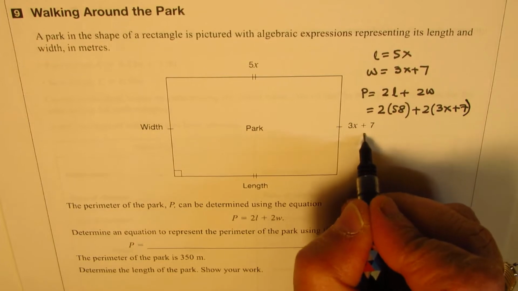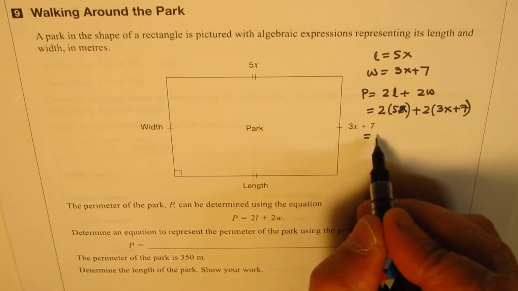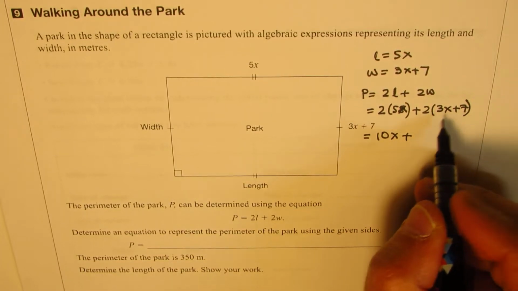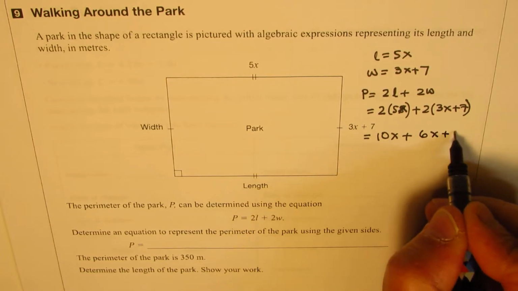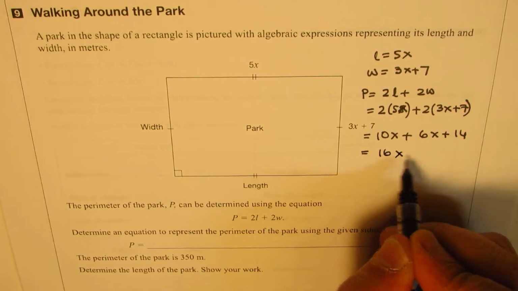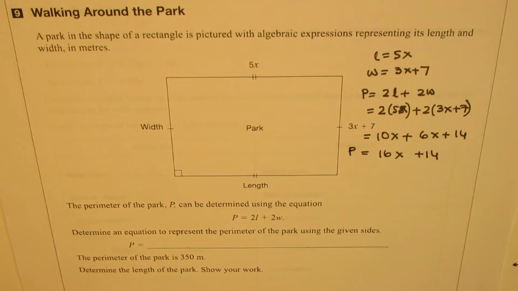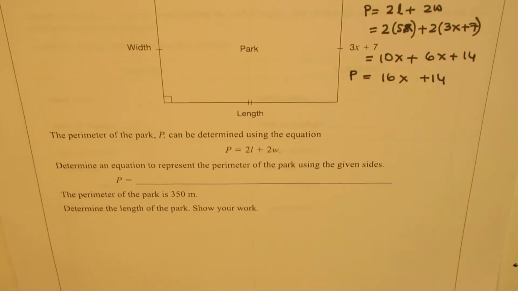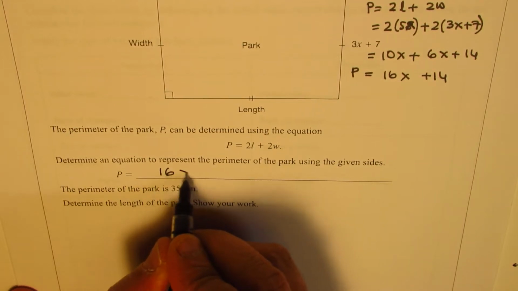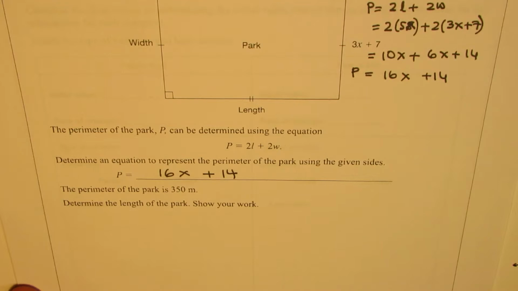Now it's very important to show all these steps. When you multiply 2 times 5x, it becomes 10x. And when you multiply 2 by 3x and 7, you get 6x plus 14. Combine the like terms, 10 plus 6 is 16x plus 14. So that becomes an expression for the perimeter. Perfect. So this is the answer which you're going to write here. Perimeter is equal to 16x plus 14, correct? So that is how you're going to write.